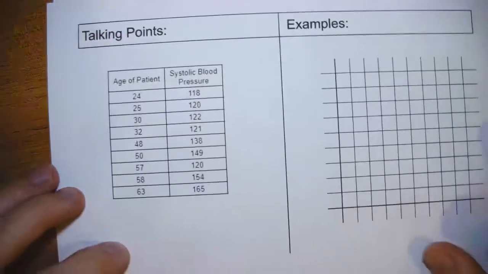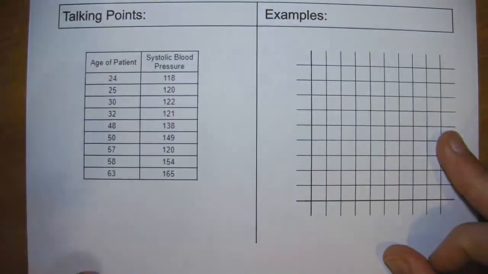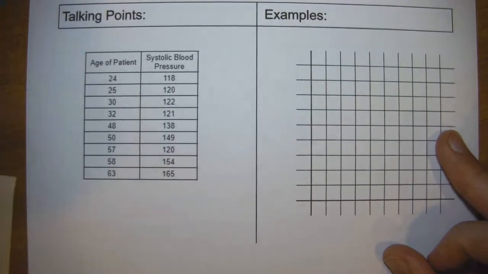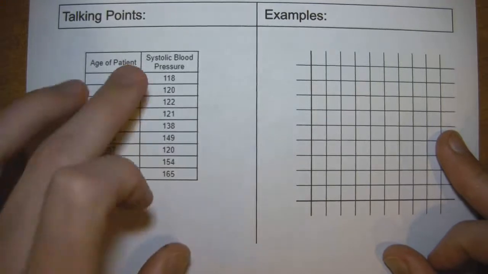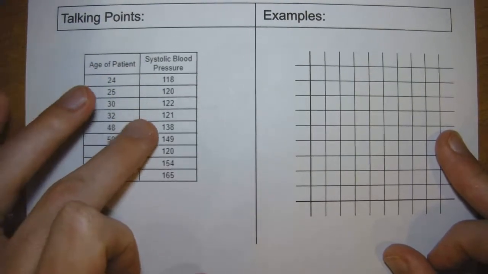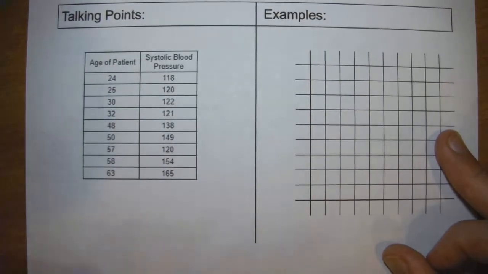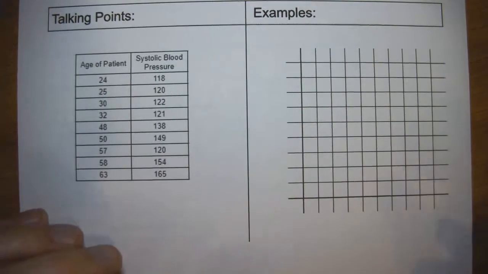Here we go. I got some information from just random people, so we're going to call them patients for the time being. We've got their ages, anywhere from 24 years of age all the way up to 63. And then I got their blood pressure. Smallest looks like 118, all the way up to 165. That's a troubling one. But let's take a look and see what we can find here.